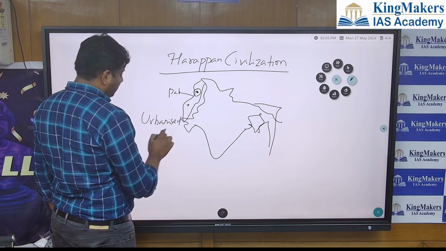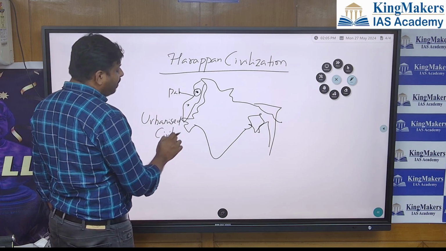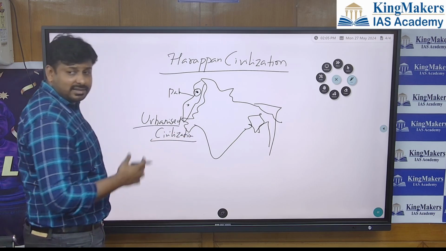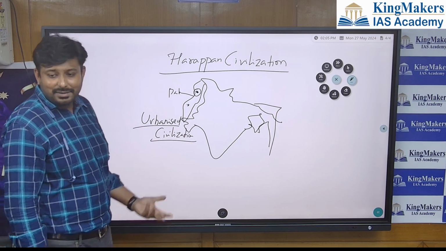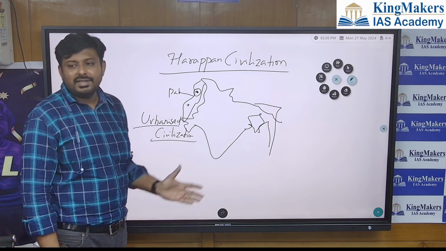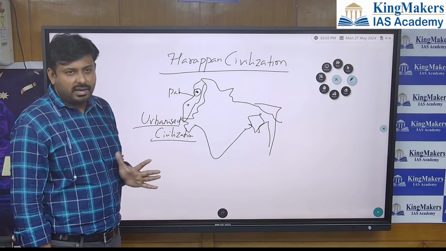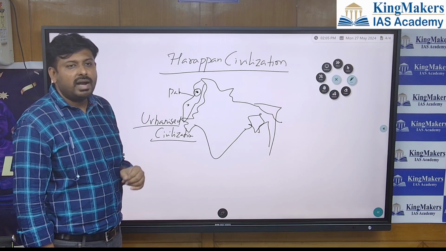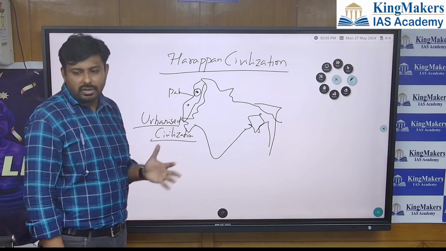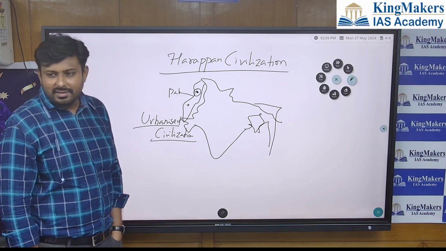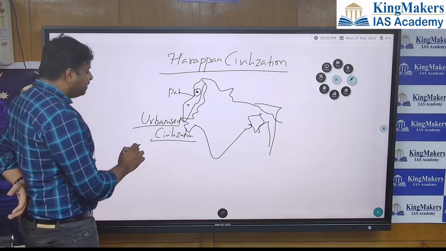So the first thing about the Indus Valley is that it's urbanized. It's not some village. It's an urbanized civilization, and it was happening near the Indus River, with trade and all those things. What is another unique feature of this civilization? Why is it called an urban civilization?